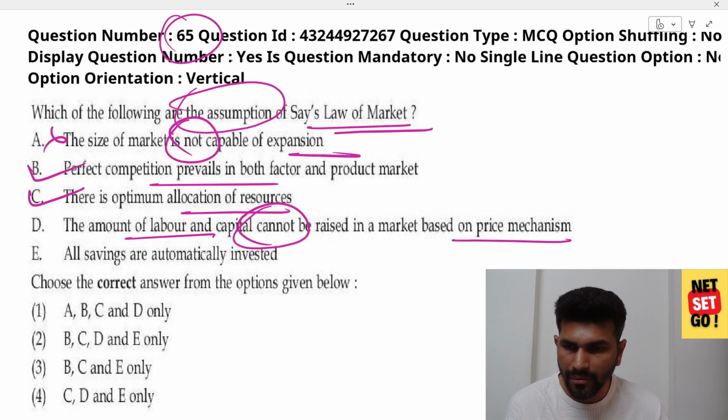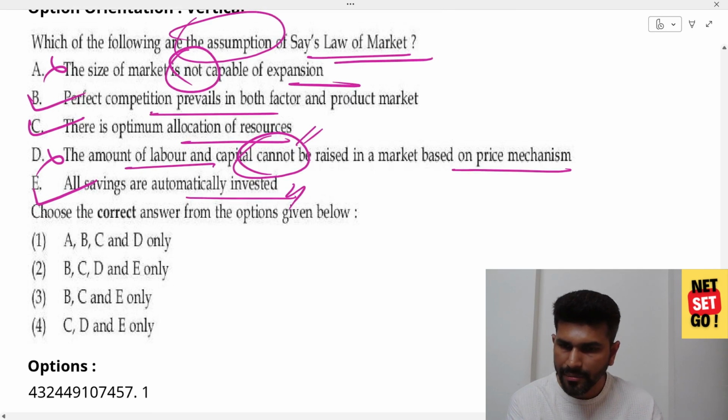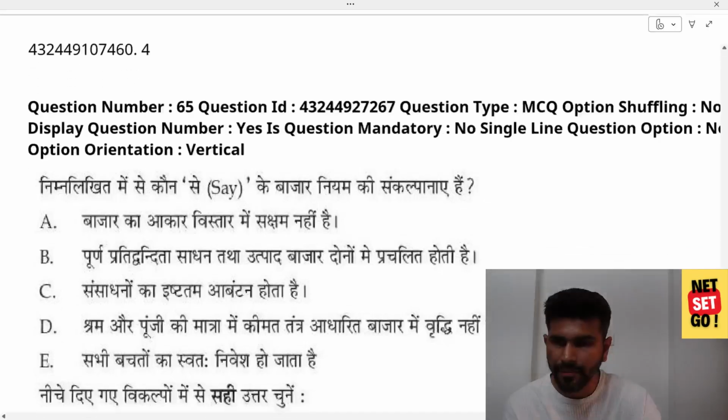on price mechanism. No. All savings are automatically invested. Correct. So the assumptions are perfect competition prevails in both factor market and product market. Second assumption is optimum allocation of resources. Third assumption is all savings are automatically invested. So B, C, E are the correct assumptions. Option 3 is the correct answer.